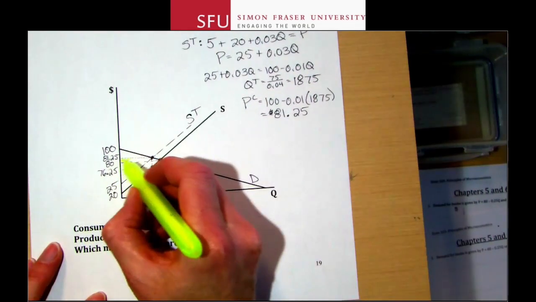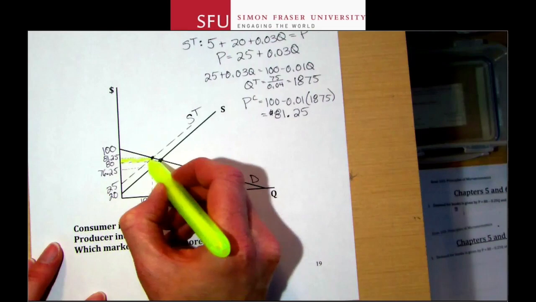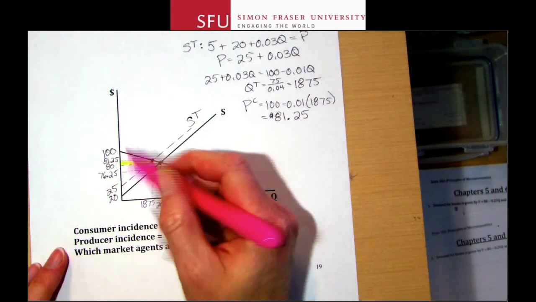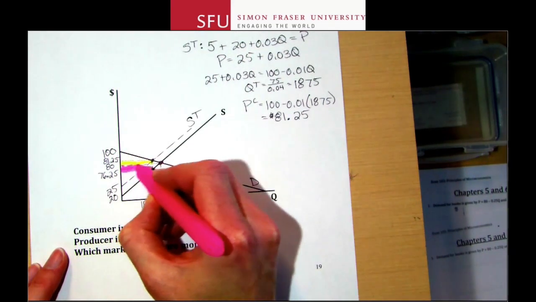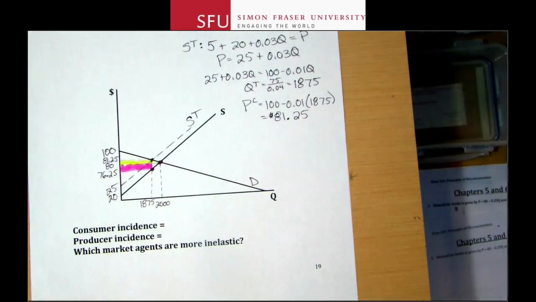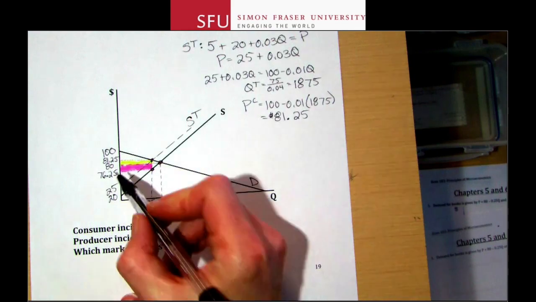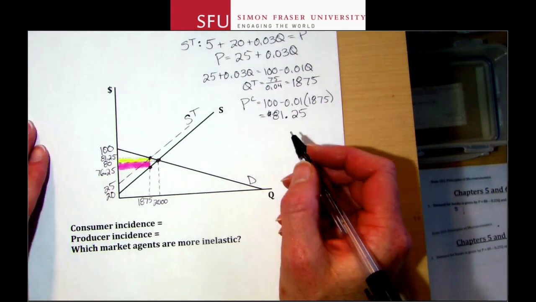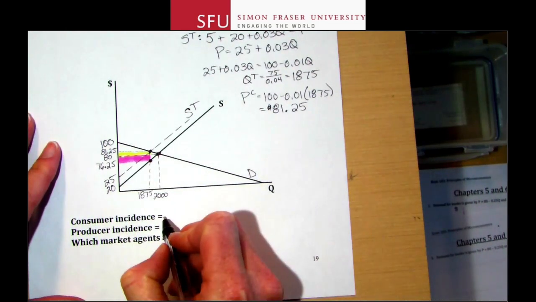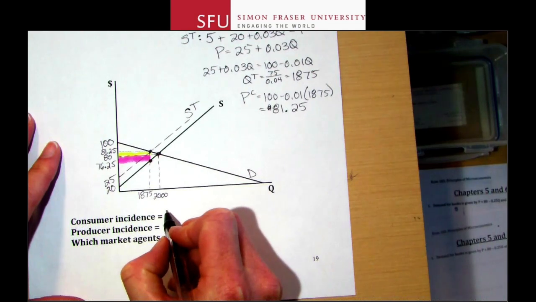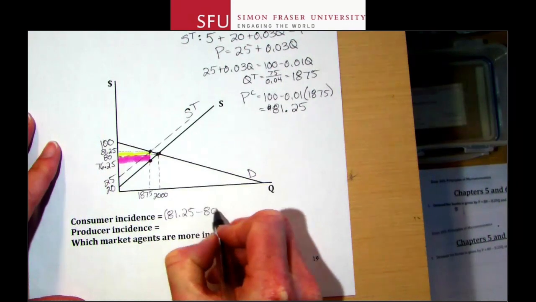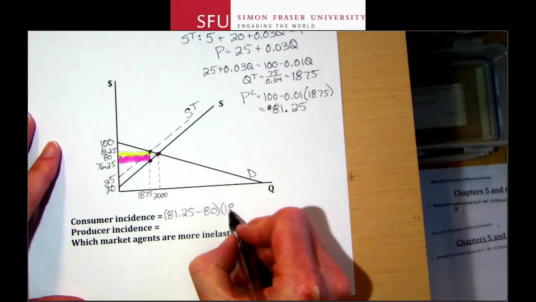There. Okay, so now we can calculate the tax incidences, which will be here for the consumers, and here for the producers. We can see already that the producers are going to pay more of the tax because the price has changed more for them compared to the consumers. Okay, so we'll do consumers first. It's just the price difference for them. Their price is 81.25, and it used to be 80. And then we'll multiply that by the quantity.